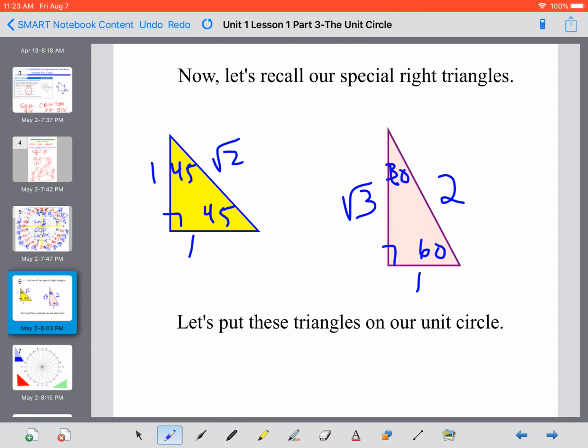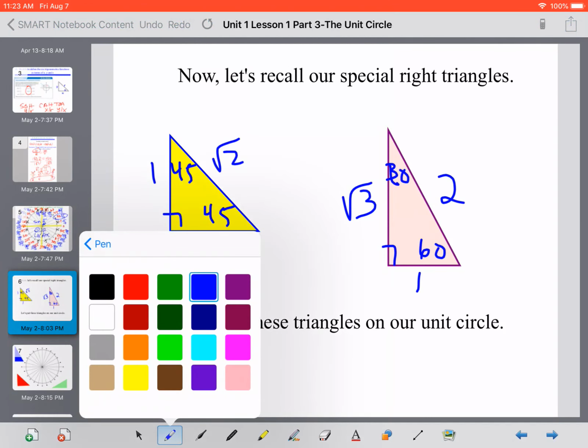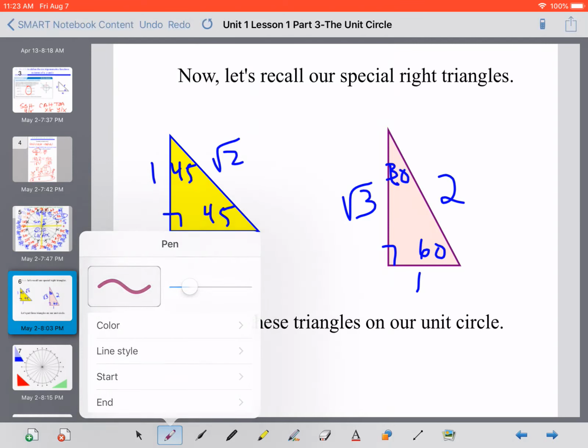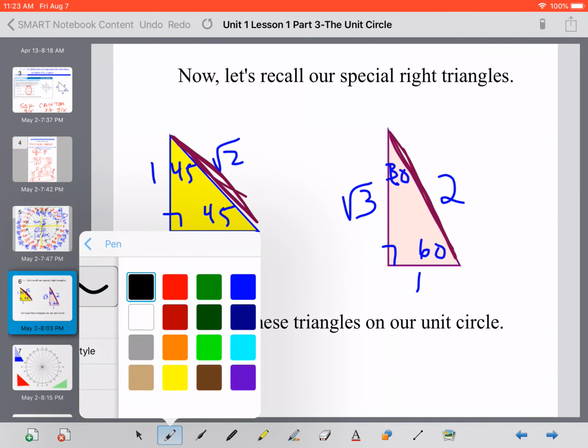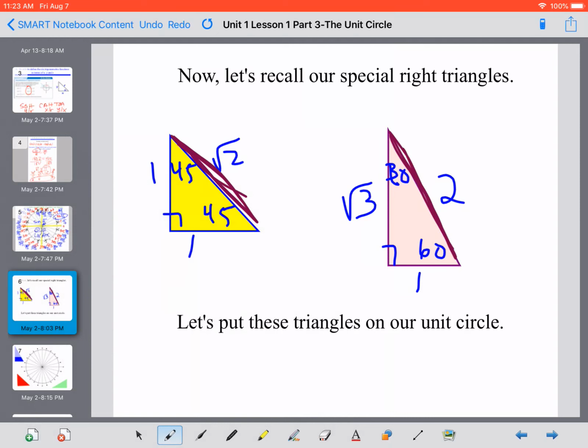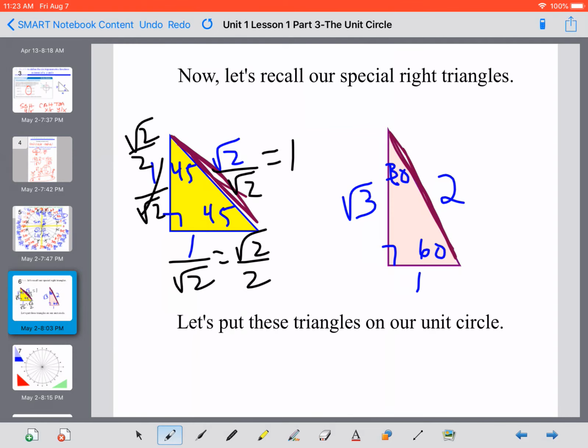So as a reminder, in a unit circle, your hypotenuse has to be 1. So what can we do to all of these ratios to make them 1? Well, in a 45, 45, 90 triangle, if I want this to be 1, I can keep this all in the same ratio by just dividing everything by root 2. So now that makes my radius 1. And when you rationalize, each of your sides of the 45, 45, 90 triangle are root 2 over 2.